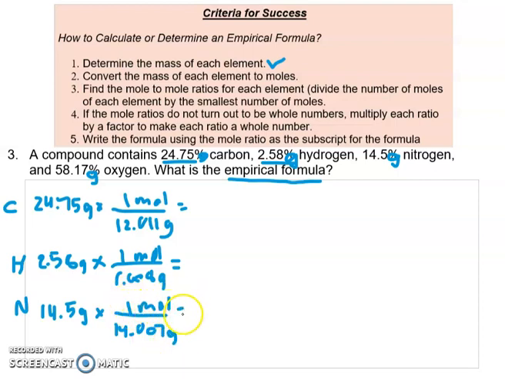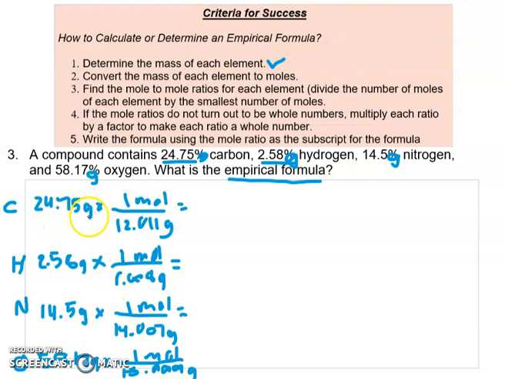Last but not least, I have oxygen. So let's see if I can fit this in here. I have 58.17 grams of oxygen. I know that there are 15.999 grams of oxygen in 1 mole. So now I can go ahead and do the math for all of these.